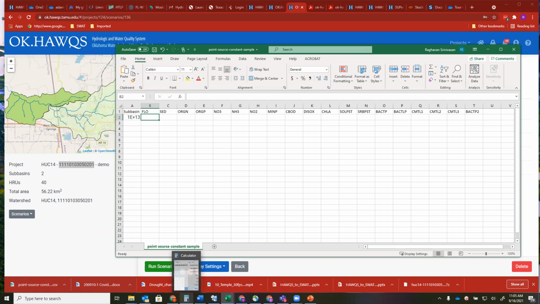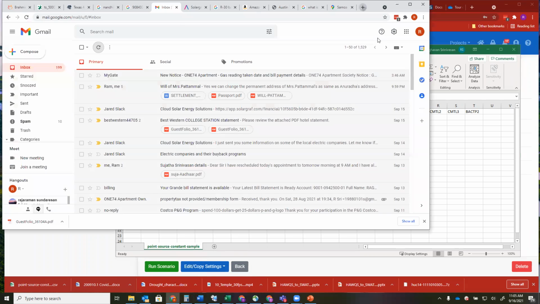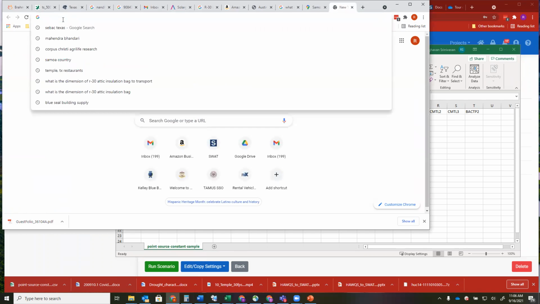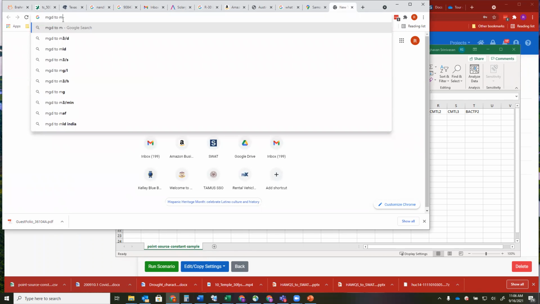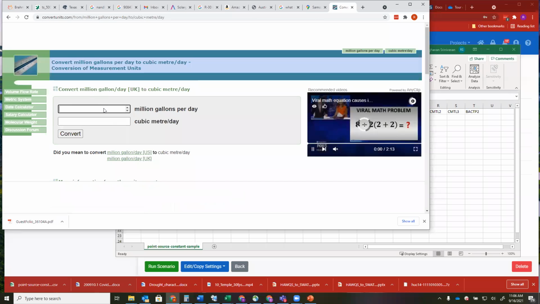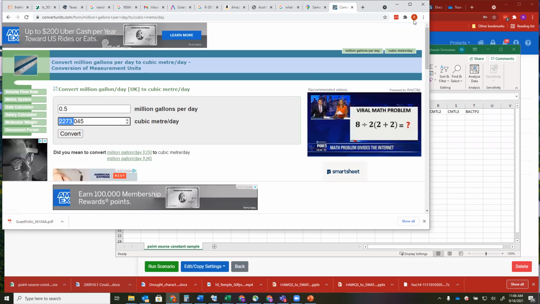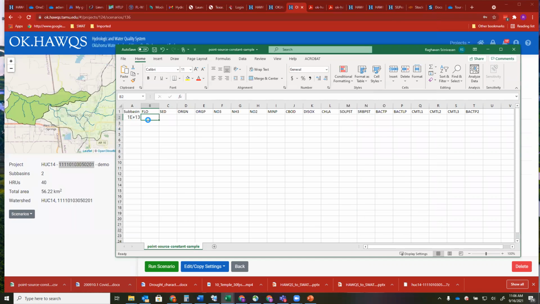The quickest way to do that would be to take million gallons per day, MGD, to cubic meters per day. Let's say I want 0.5 million gallons per day, MGD, so that's equal to 273 cubic meters per day. So I simply copy that value, and I put it here.